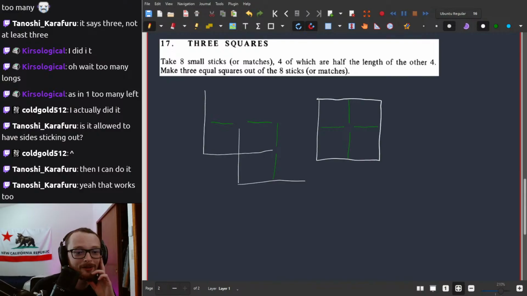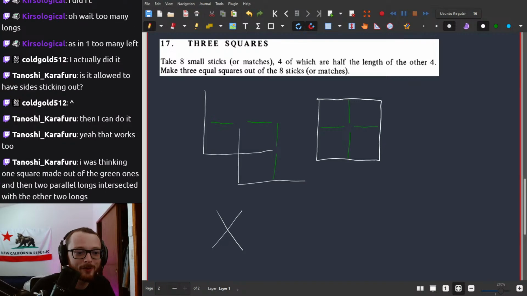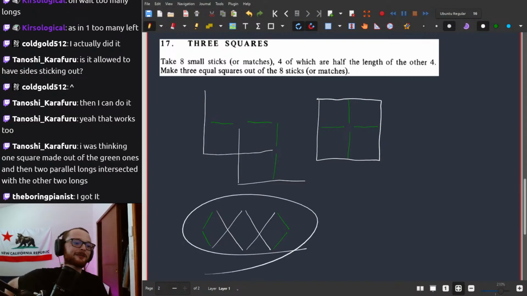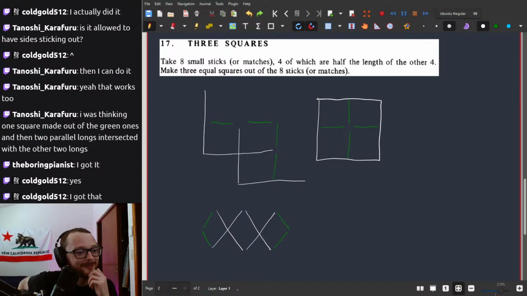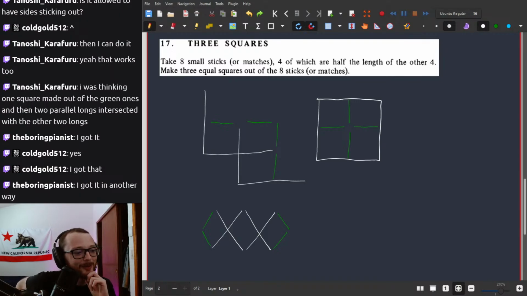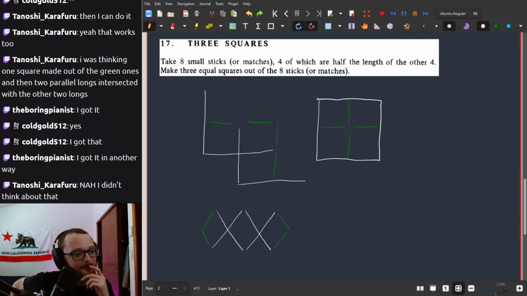Wait! No, I think okay, wait. X with long sticks. X with long sticks. Short stick, short stick, short stick, short stick. Bam! You got that too? Nice. You got another way. Are you able to describe it?